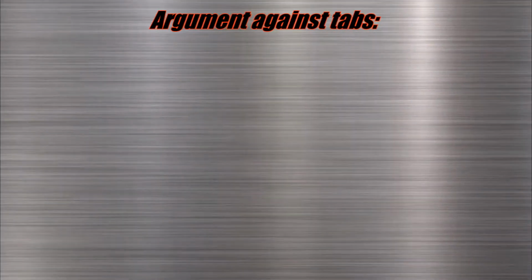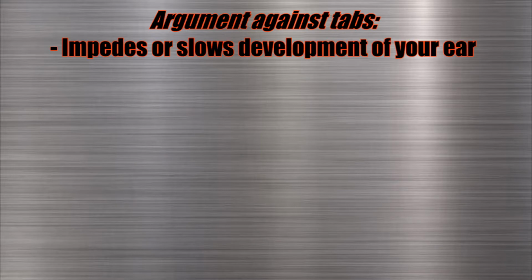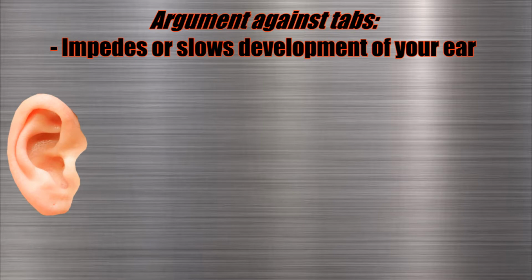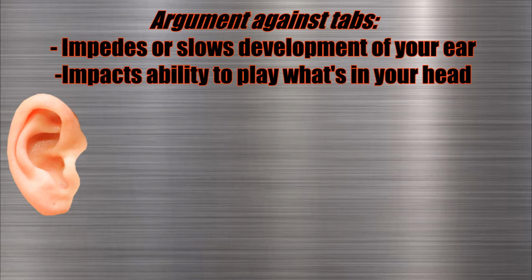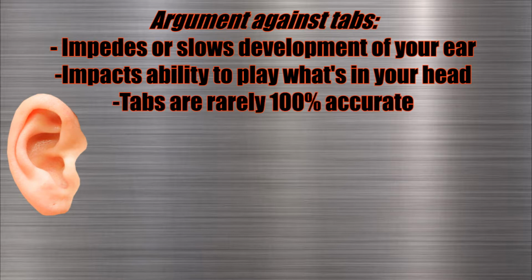So on the negative side, the argument is that using tabs when learning other people's music impedes the development of your ear from a musical standpoint. I like to call it critical thinking with your ear. Not only your ability to pick out the notes that you're hearing more quickly, but your ability to understand how they are being played in real time. This impacts other aspects of your playing, such as your ability to play the things you hear in your head and your ability to improvise. Also, and this one's obvious, the more you use your ear to learn, the less you become reliant on tabs. And tabs are also very rarely 100% accurate and sometimes horribly wrong.